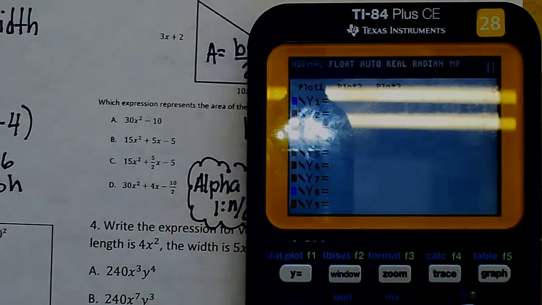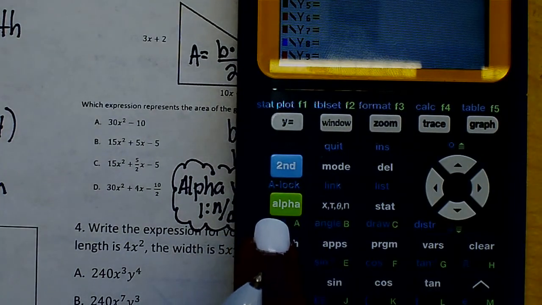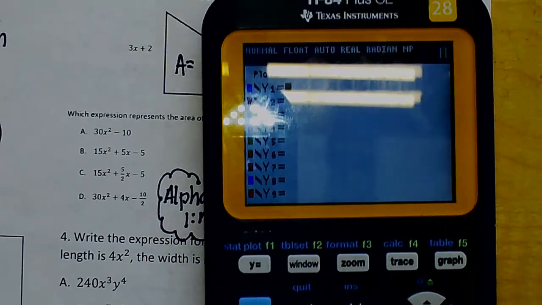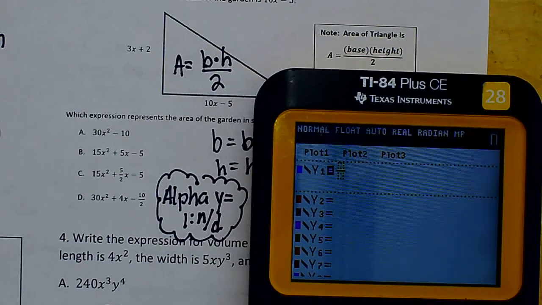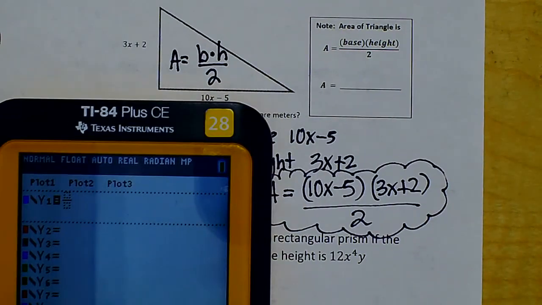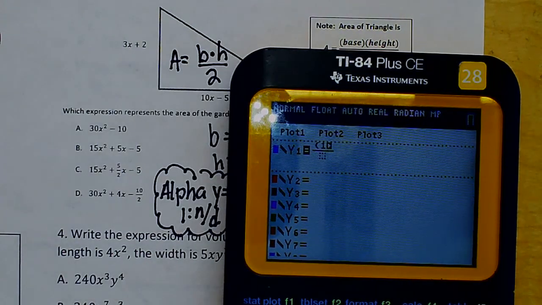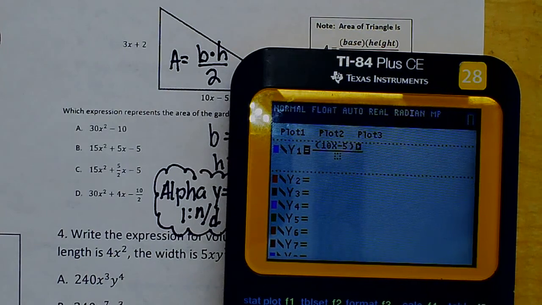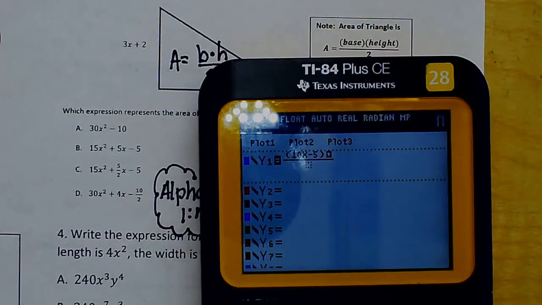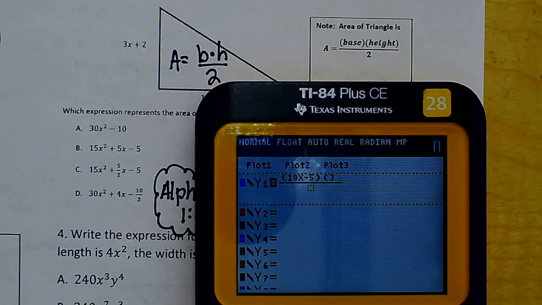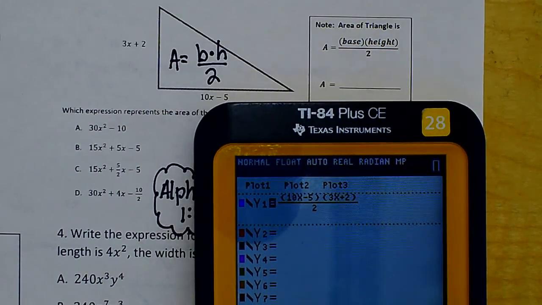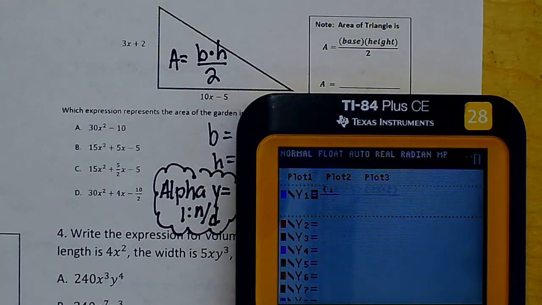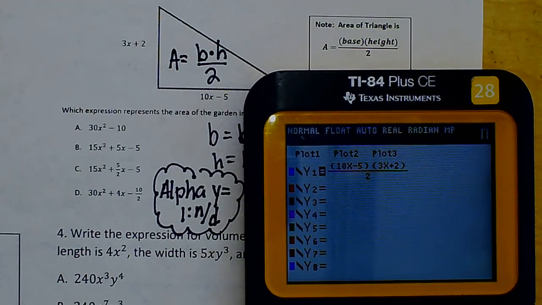So alpha y equals is our step. Alpha is right here, it's green. Alpha y equals, enter. And we're going to put the 10x minus 5 in parentheses, and then 3x plus 2, and all divided by 2. We go down with the arrow key to get it divided by 2. Press enter.